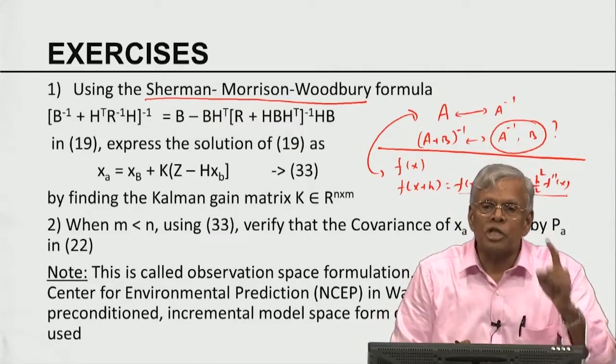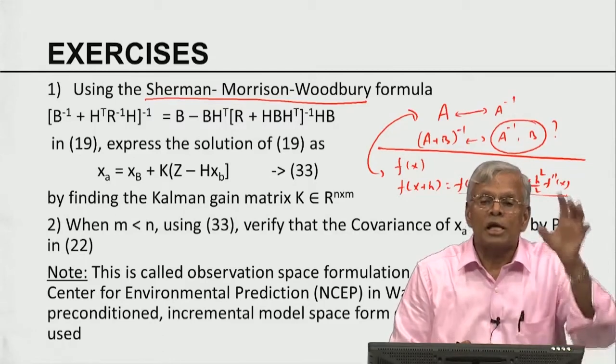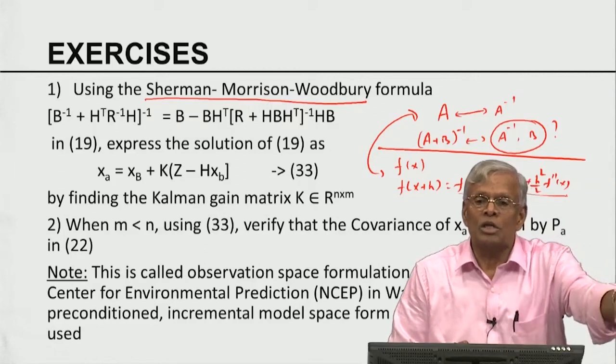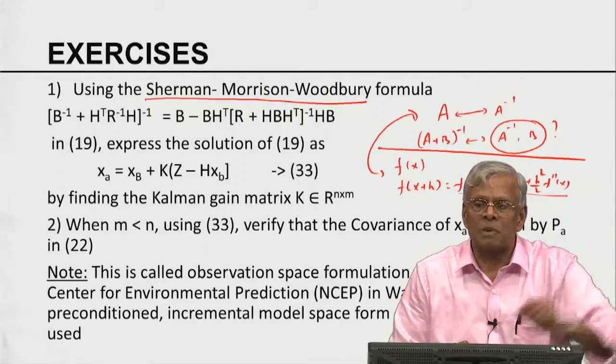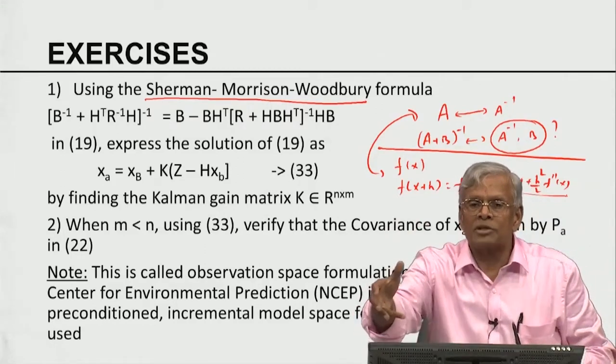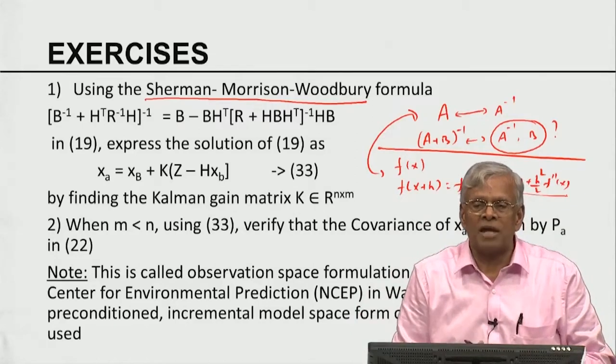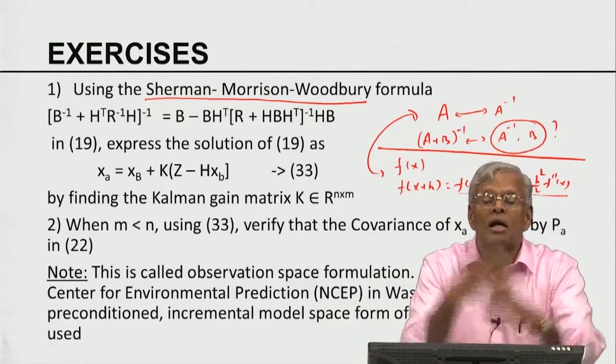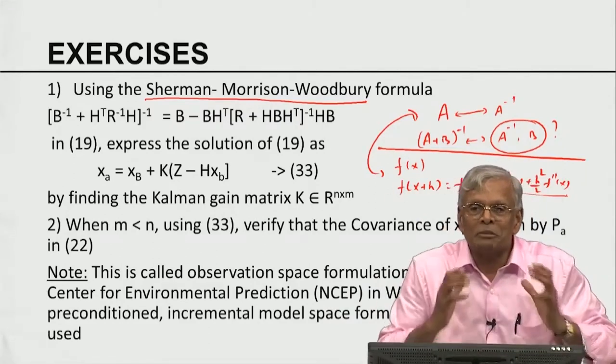It is always cheaper to perform computation in a smaller dimensional space. So if n is smaller, you do the operations in model space. If m is smaller, do the operations in the observation space. Who provides this freedom to go between these two worlds? The Sherman Morrison Woodbury formula. That's beauty.